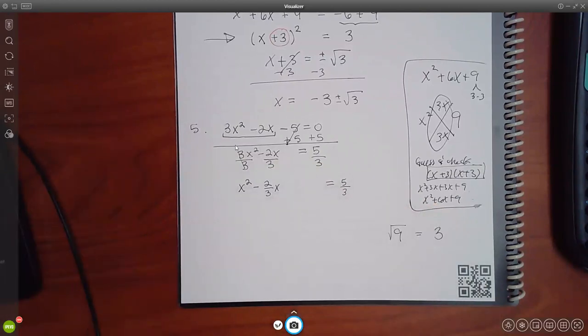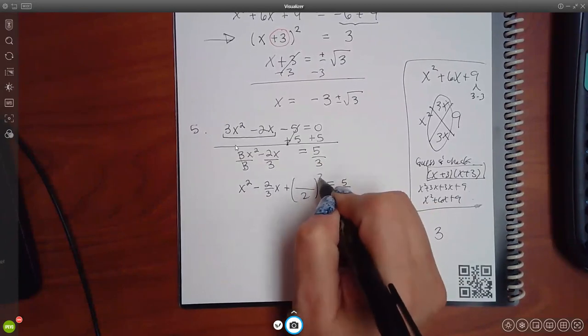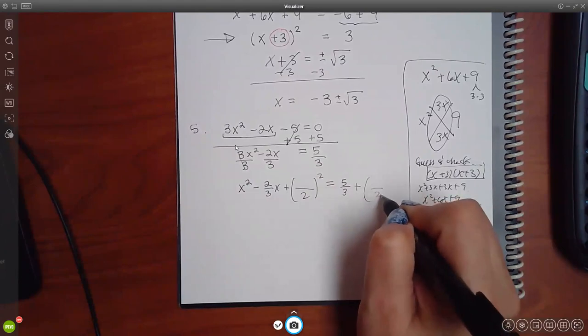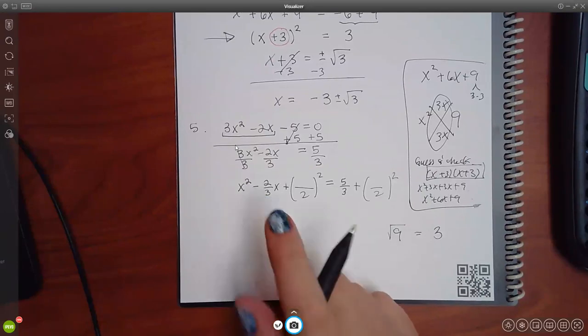But it's not going to change the process. I'm still going to add that b over 2 squared. It's just that the b part is a fraction. Okay. So I'm going to add something over 2 squared to both sides. What is the b in this case? It's negative and it's a fraction, right?